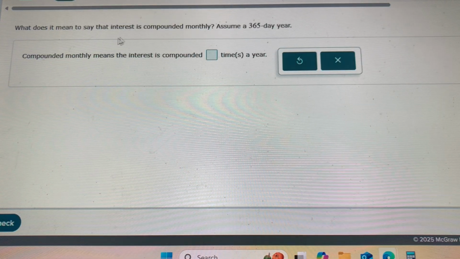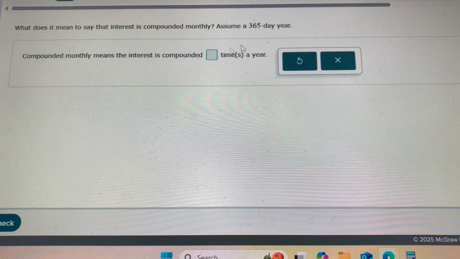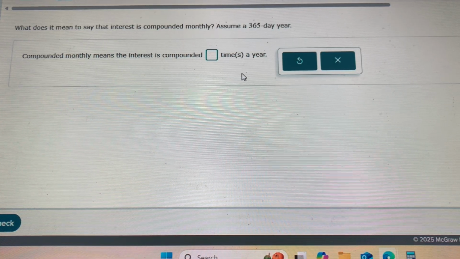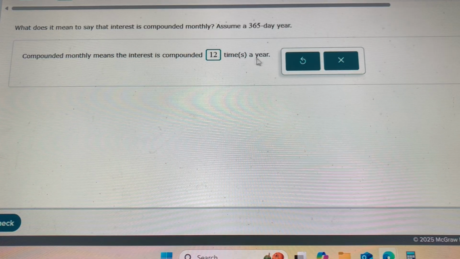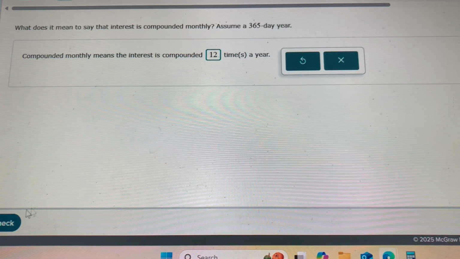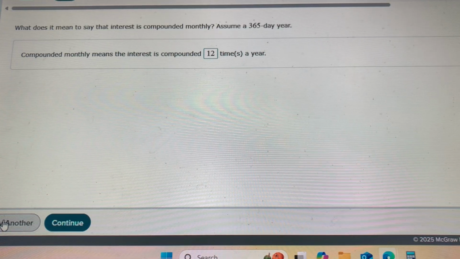What does it mean to say that interest is compounded monthly? Compounded monthly means the interest is compounded 12 times a year because there are 12 months in a year. So that's what compounded monthly means. You're going to do it 12 times a year.